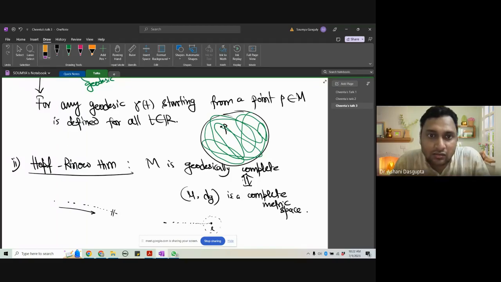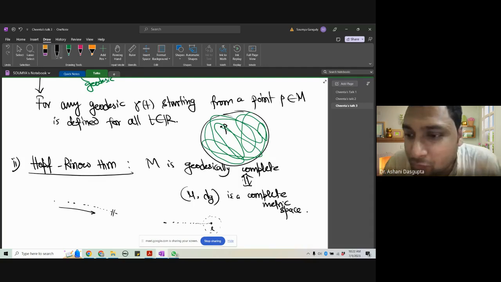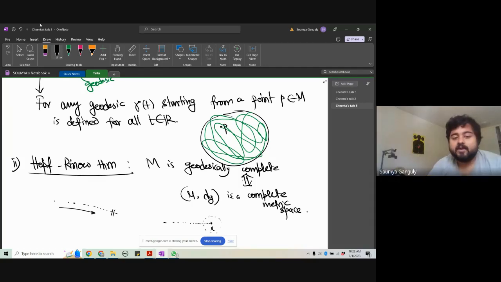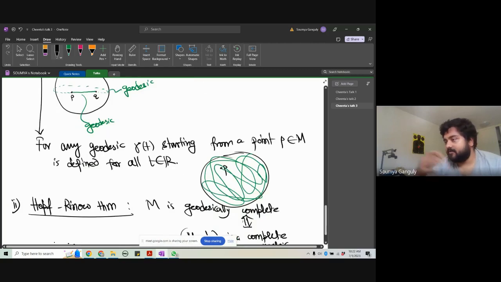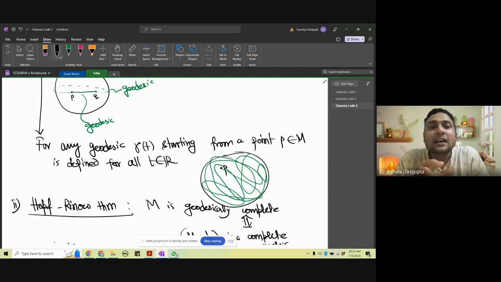Sorry, can you say that one more time? So normally when we define curves above, we just define them on a compact interval in R. But here, for a geodesically complete manifold, you can define the function gamma for all values of t, not only in a compact interval, but on the entire real line. So what would be the case for a sphere?